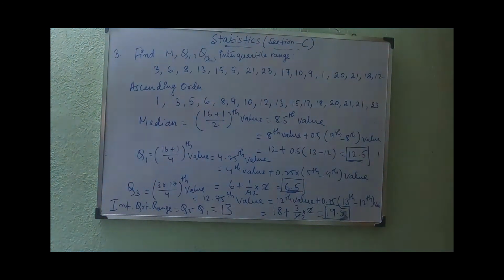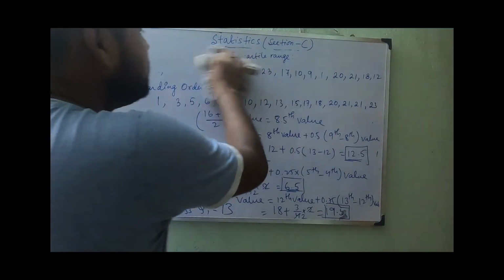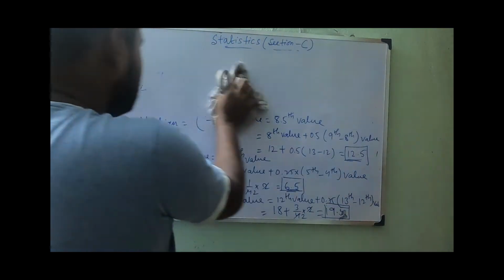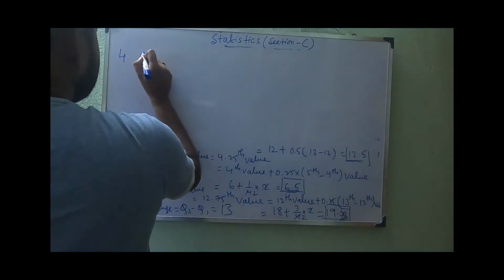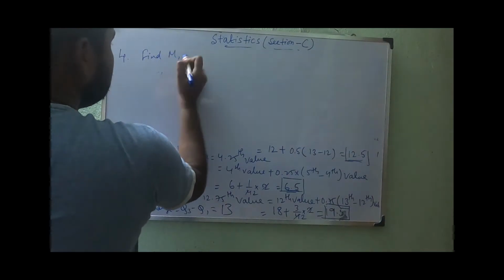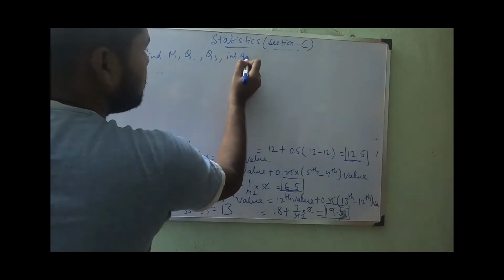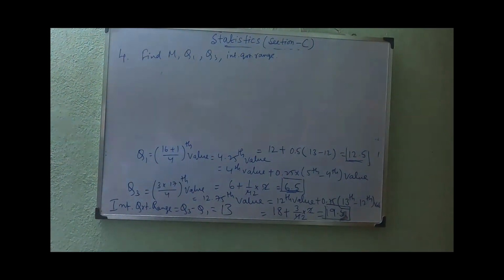Let us move to the next question. Question number 4, we have a table. So let me first write the table. The question is all the same, so we have to find the median, quartiles and the interquartile range. So question number 4 is same. Find median, first lower quartile, upper quartile, interquartile range.